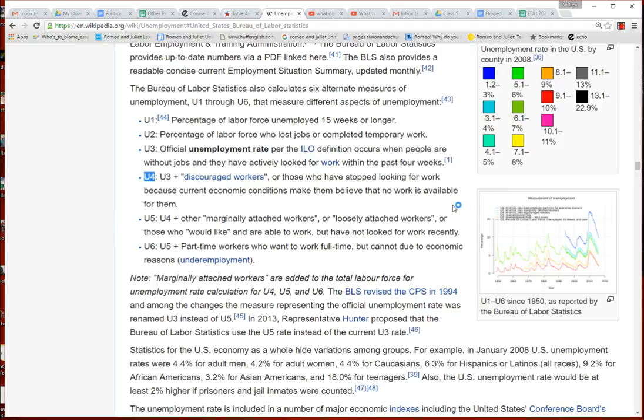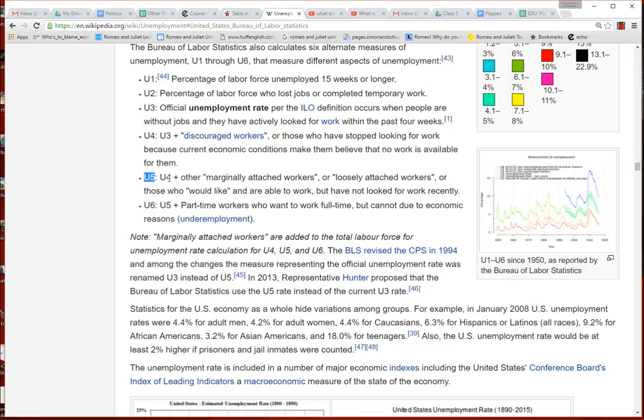It counts those people. So U5 counts those discouraged workers and all the people in U3, but it also starts adding in these marginally attached workers. So this is people that would like to work, but haven't been looking for work recently for a number of reasons. Sometimes this is people that have had something happen in the family and they need to take care of their parents, and they just haven't had time to look for jobs. They'd still want one, but they haven't been looking for one because other stuff's happening.